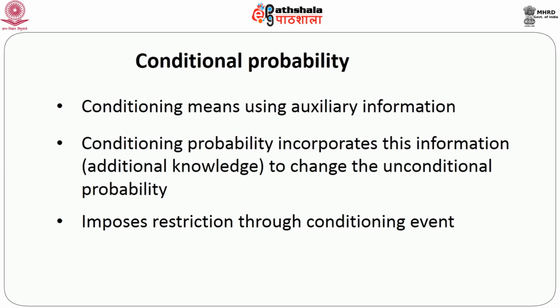So, we can think of imposing this additional information, or conditioning on a particular event, as imposing some restriction through the conditioning event, because that is quite natural: it actually changes the unconditional probability of that particular event. The idea is that conditioning gives us more information, or prior information, and the question is how to incorporate that prior information into the probability of a particular event.